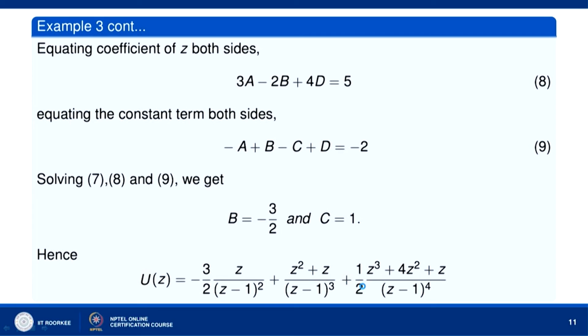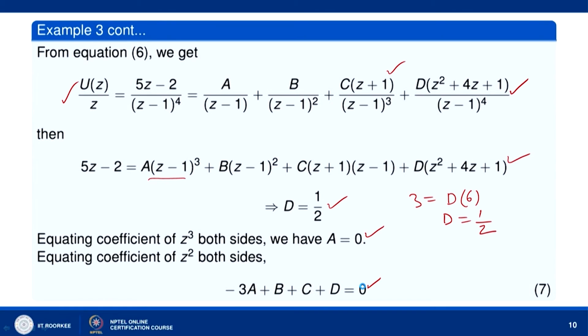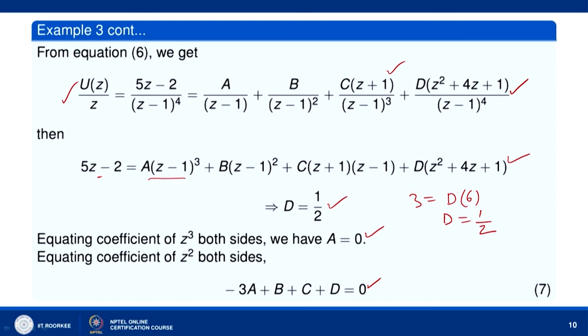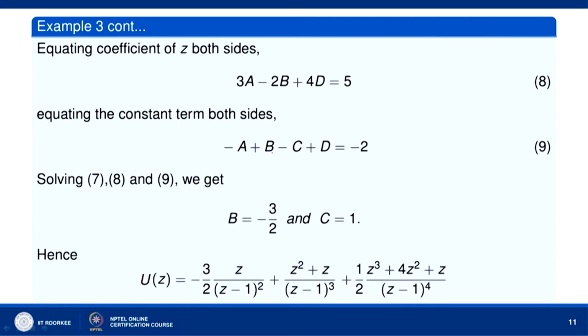This is one equation, and when you equate the coefficient of z both sides, here the coefficient of z is 5, on the right side the coefficient of z is 3a minus 2b plus 4d. So, we get 3a minus 2b plus 4d equal to 5. Now, equating the constant term both sides, here the constant term is minus 2, here the constant term will be minus a plus b minus c plus d. So, we have minus a plus b minus c plus d equal to minus 2.